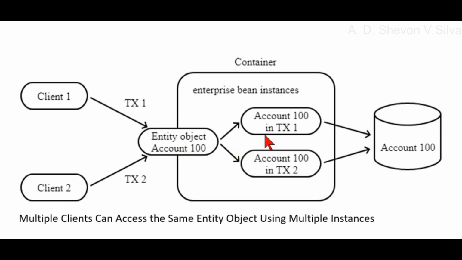So here you can see the enterprise bean instances. Entity object account 100 is connected to account 100 in TX1 here, and account 100 in TX1 is connected to account 100 in the database. The account 100 is inside the database, and here entity object account 100 is connected to account 100 in TX2 here. Account 100 in TX2 is connected to the database, and account 100 is in the database here. So enterprise bean instances are in the container here.